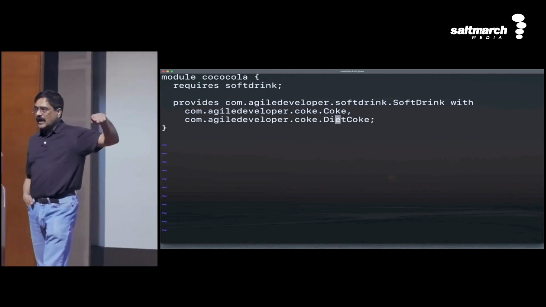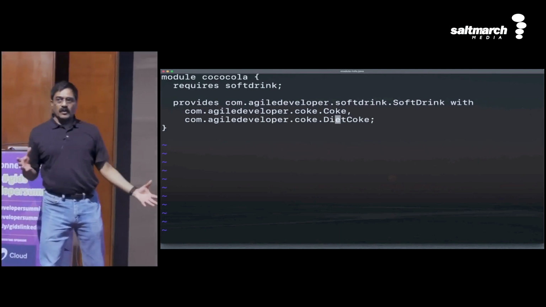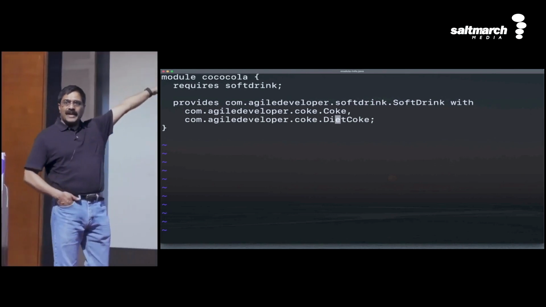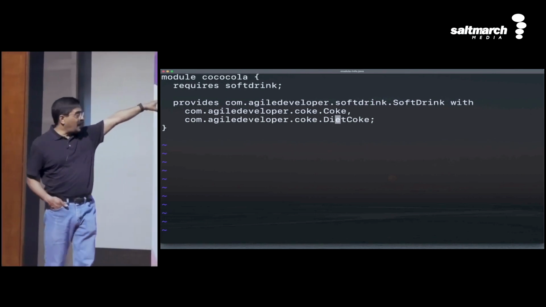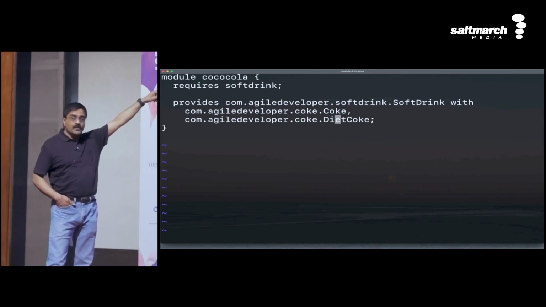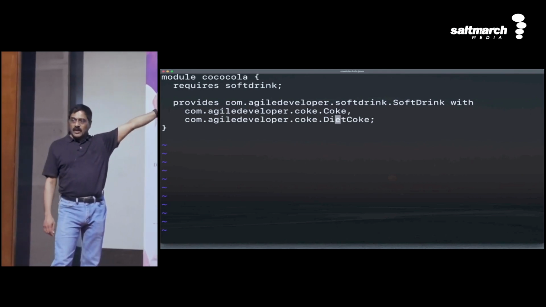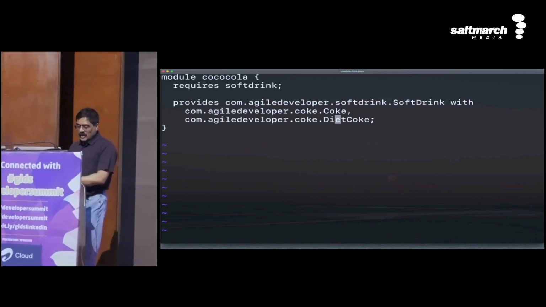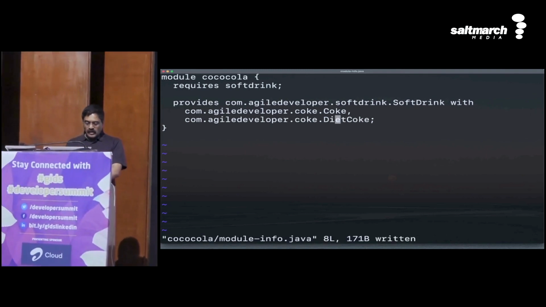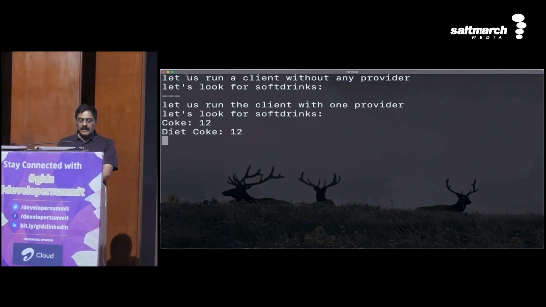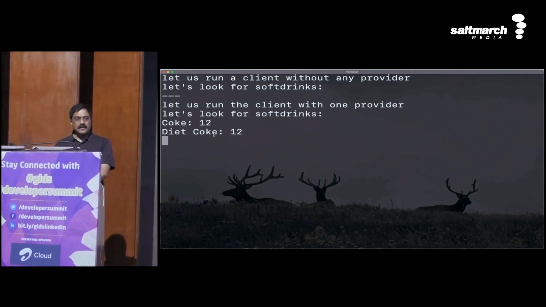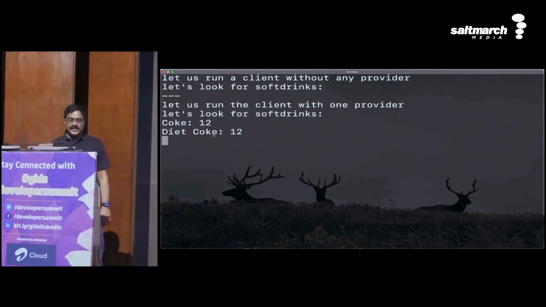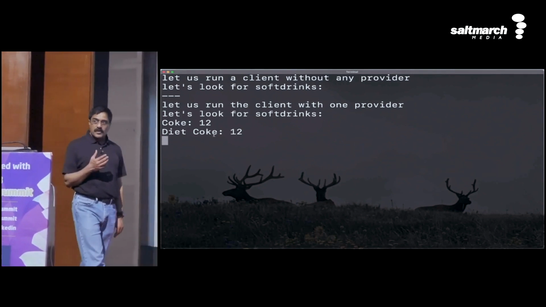So you are saying, hey, in this module, I've got two implementations of my soft drink interface, and those are Coke and Diet Coke, right? Those are the two implementations that I'm going to provide. So now if I go back here, notice you have Coke and you have Diet Coke. So that pulled in the two implementations for you because those are the things you have available.